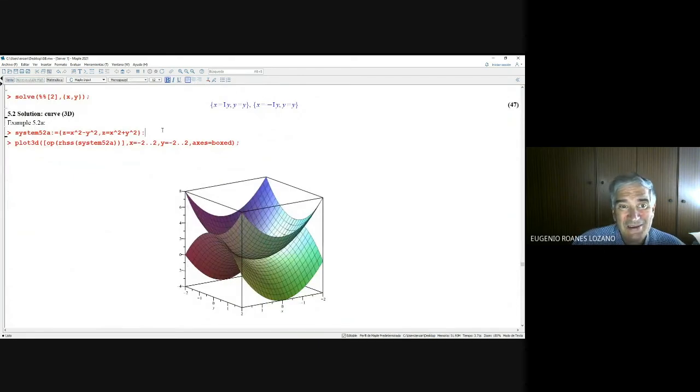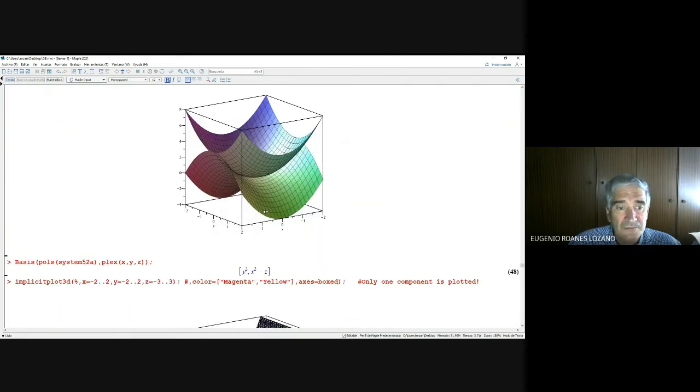Normally, the situation can be that the intersection of two surfaces is a curve. It's like saying that the intersection of two planes is normally a line. Here, for instance, we have an intersection of two quadrics. The intersection is a curve here.